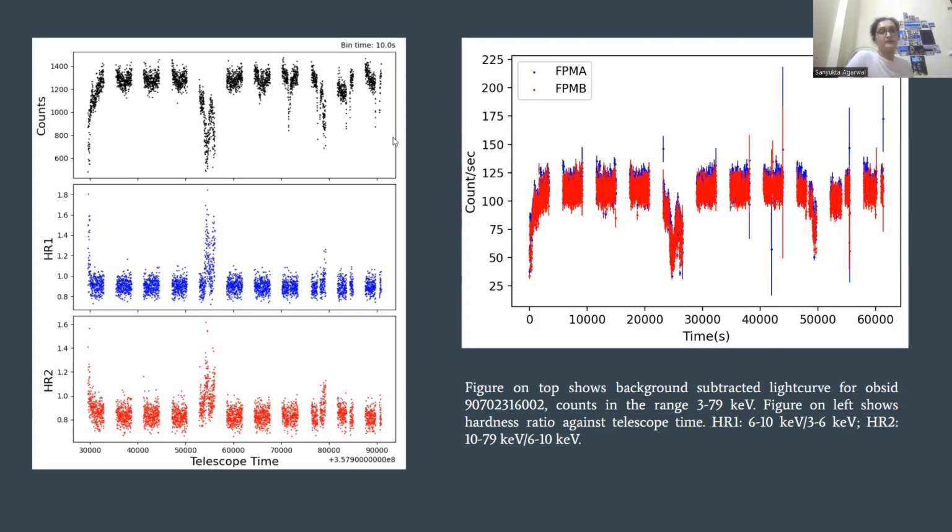So we decided to check the hardness ratio and how the spectral states are over there. We saw that HR1 and HR2, as explained, HR1 in 6 to 10 keV by 3 to 6 keV, and HR2 in 10 to 79 keV by 6 to 10 keV, show an increase in hardness as the orbits have dips. So there's some correlation between the spectral or hardness state of the source and the dipping, or the increase or decrease in the intensity.